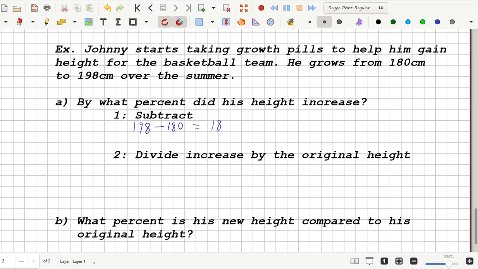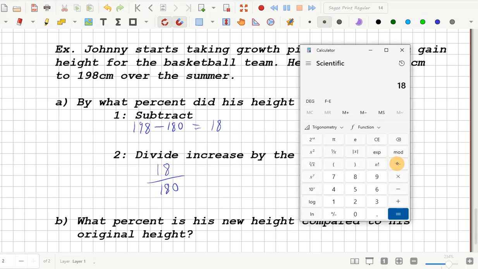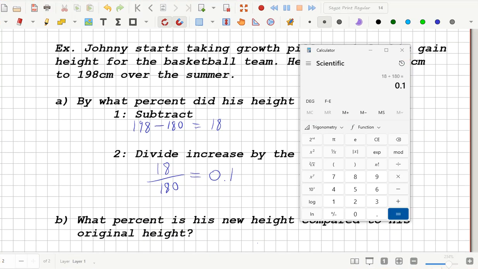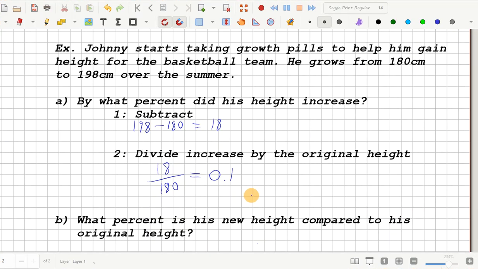Now what I do to find the percent increase is I divide the increase, which is 18, by the original height, which was 180. So I take 18, I divide by 180, and again, I'm just going to use my calculator because it's kind of an easy thing to do. 18 out of 180 is 0.1. Okay, and 0.1, so this would be a 10% increase.